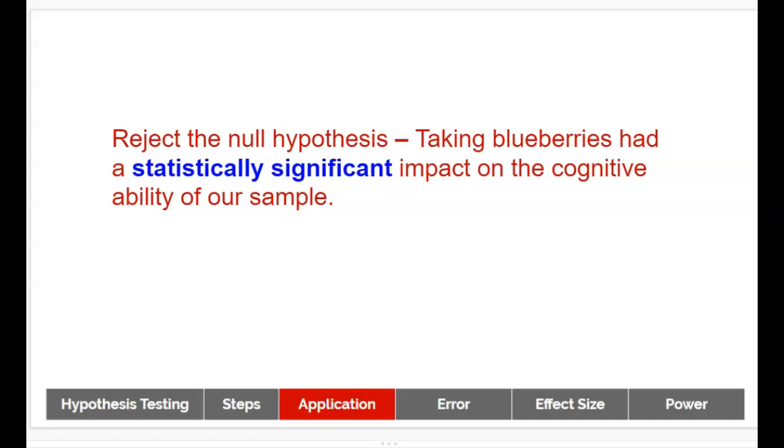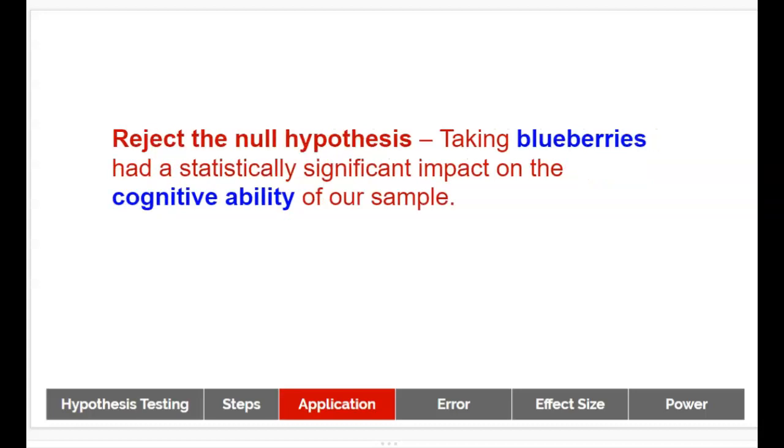Anytime you reject the null, it is statistically significant. Anytime you FTR it, fail to reject the null, it is not statistically significant. So please include that wording as well to make that connection. And then the last thing I would like you to do is, again, relate that interpretation back to your hypotheses. What findings did we have that we're generalizing to the population? So again, I could say taking blueberries improved cognitive ability. All right. So that is our 4th step.